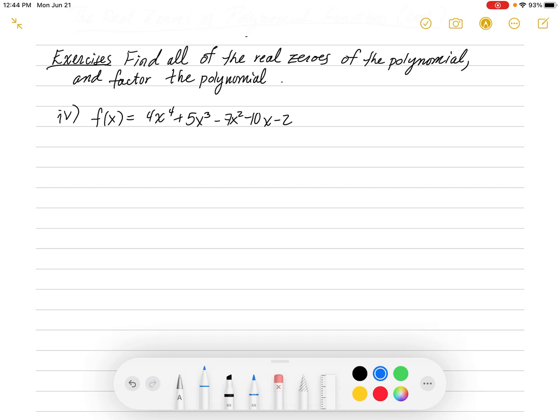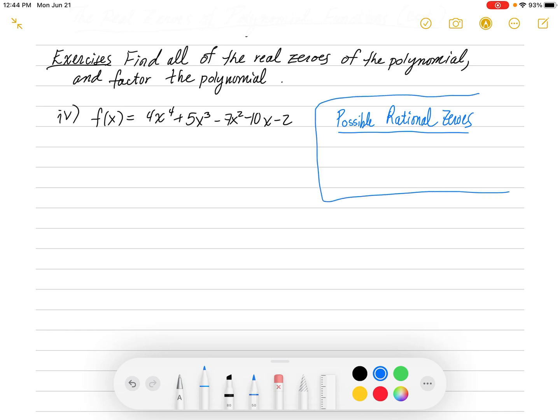So let's see. Maybe I'll just try looking at the possible rational zeros. So I'm going to take the divisors of minus 2, the constant, those divisors are the p's, and the q's are going to be the divisors of the leading coefficient 4.